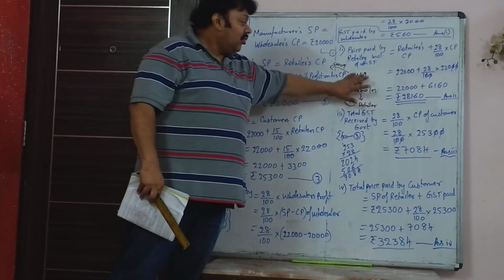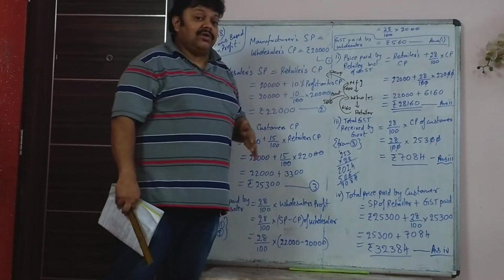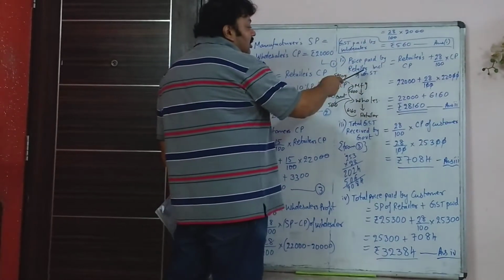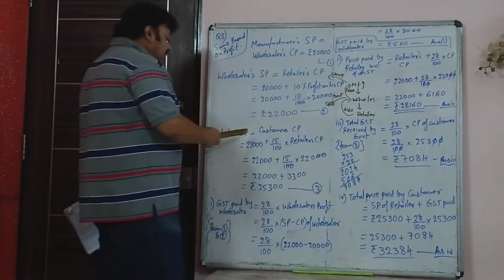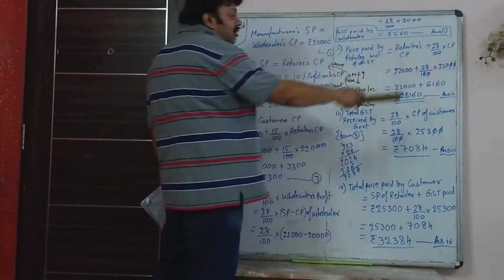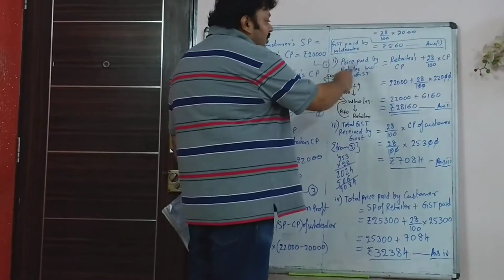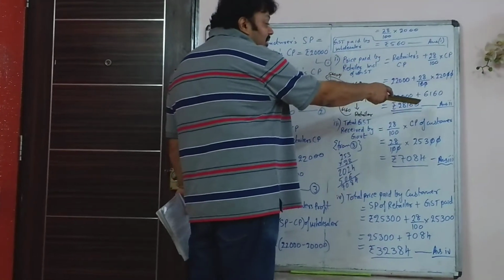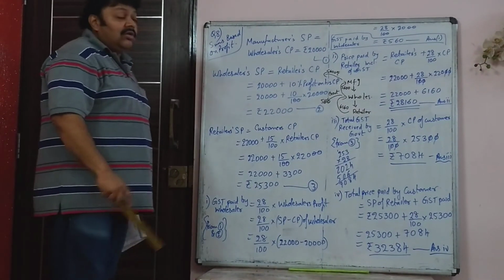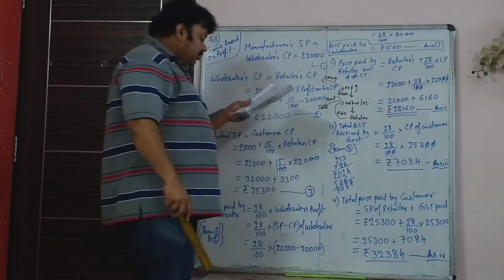So you don't have to go as per the flowchart, though the flowchart was very easy to understand the steps. Now you just have to find the answer of the bill paid by the retailer. So retailer CP, which you just found, 22,000, plus 28% of that 22,000, which is 6160. So the retailer, including GST, pays the wholesaler 28,160 rupees. This is answer 2.